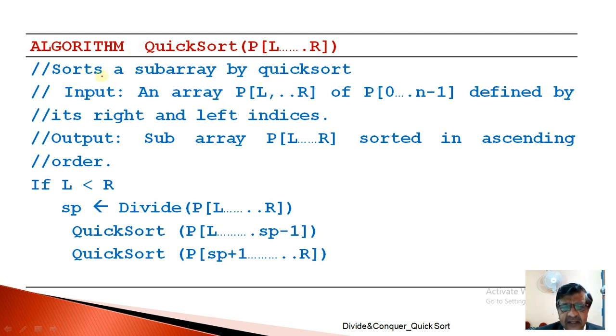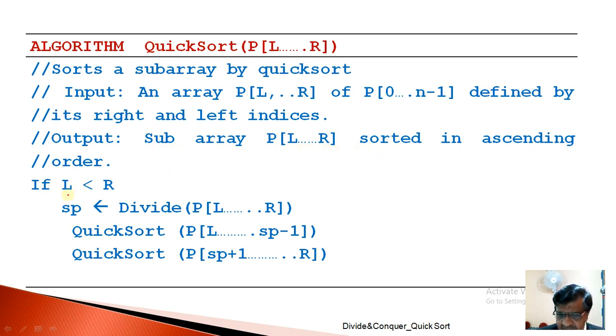So what it does, it sorts a subarray by quicksort. Input: an array P, L to R. This is the portion of the original array P which starts from 0 and ends at n minus 1, defined by its left and right indices. This subarray is always defined by the right and left indices. Output: the subarray P of L to R sorted in ascending order.